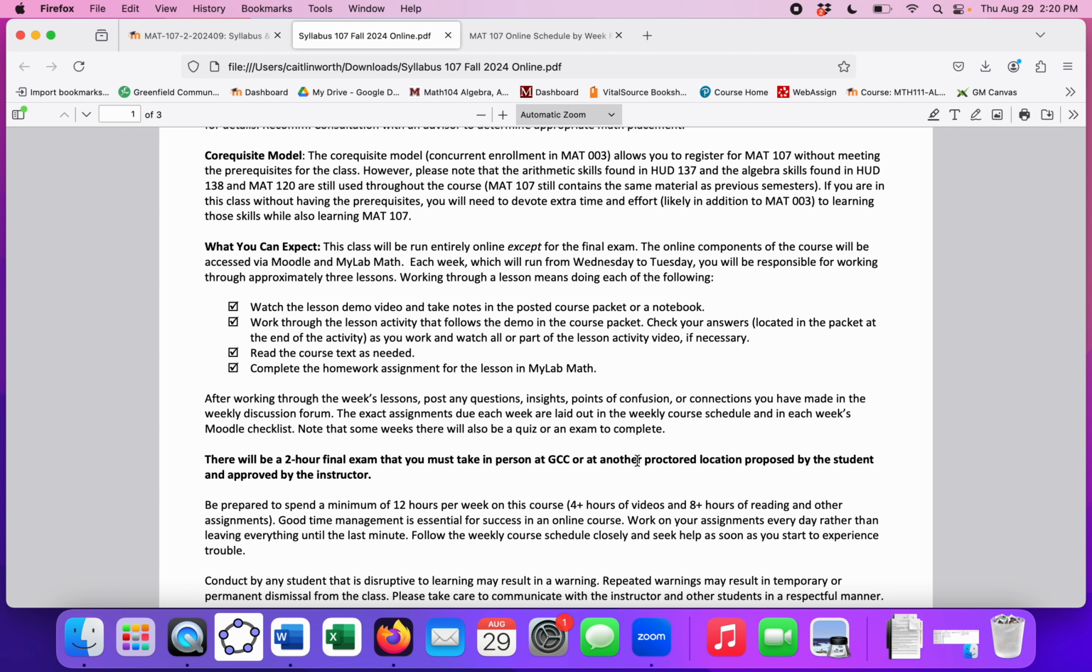College algebra contains the same material as it ever has. So if you're in this class without having had the prerequisites, know that you will need to devote extra time and effort, likely in addition to your Math 003 Math Studio time, to learning those prerequisite skills while also learning Math 107.